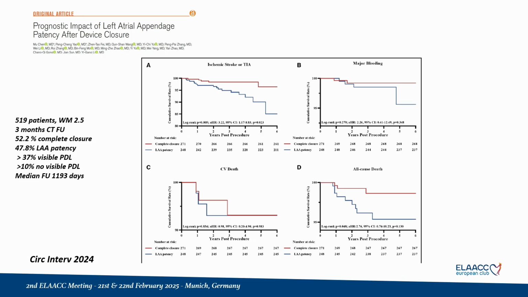Again, you see the same numbers. More or less half of the patients have a complete closure on CT, so good closure, and almost half of the patients have patency, which is something that you see on a regular basis when you do CT follow-up. And in those patients with LA patency, 37% have a visible PDL, and 10% have no visible PDL. The median follow-up is, as you can see, relatively long. And what they show, for the first time that I see, is that a residual CT patency has a prognostic impact. Relatively large, actually. For ischemic stroke and TIA, there's a significant difference. And for all-cause death, there is a trend.